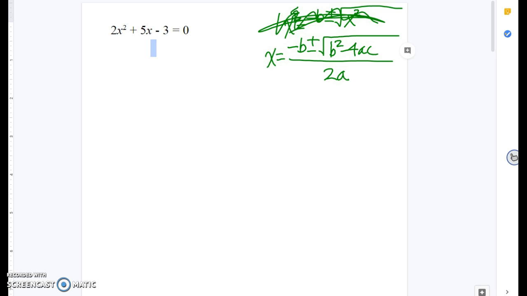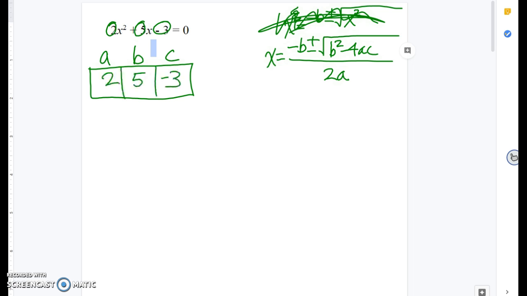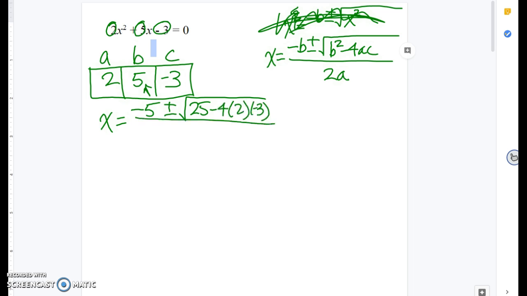So in this equation, we have our coefficients. Remember that it's the coefficients only, not the x's. So a, b, and c are going to give us 2, 5, and negative 3. So x is going to equal the opposite of b, which is negative 5, plus or minus the square root of b squared, which is 25, minus 4 times 2 times negative 3, all divided by 2 times 2.